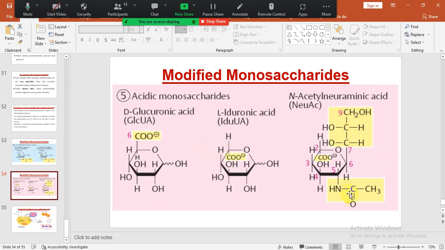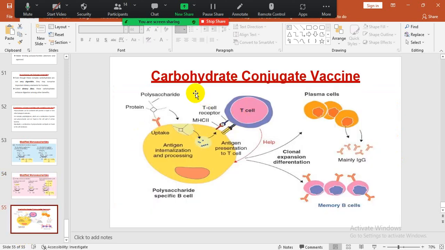The same way we have N-acetyl neuraminic acid. This is neuraminic acid. This whole structure is called N-acetyl neuraminic acid. This is for vaccination. We don't need to talk about this slide because I will teach you this in immunology. So by this we have come to the end of the class.